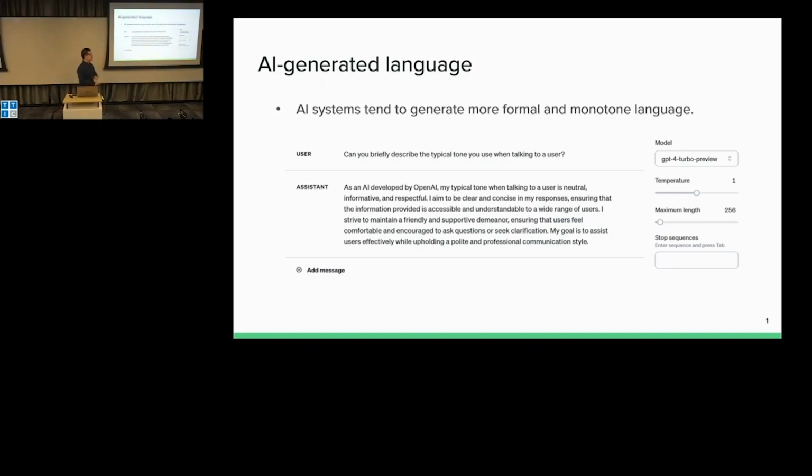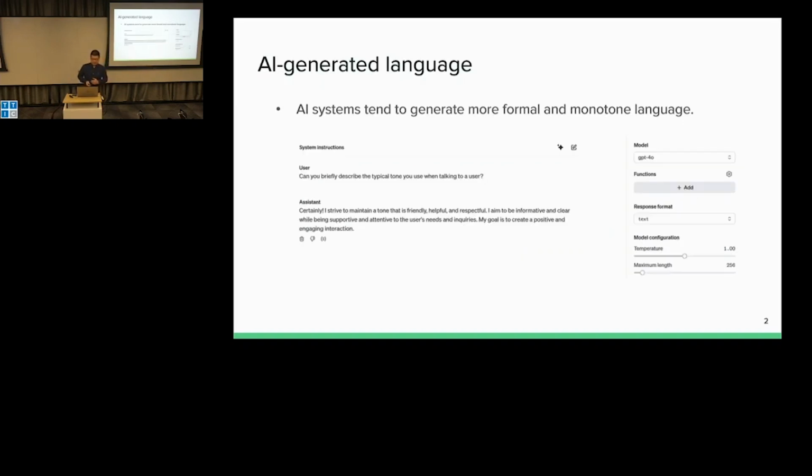If you ask a language model to describe its typical tone when talking to a user, you see this not so concise output that really takes a neutral tone. Many of you have probably already noticed, when shown a passage like this, you can answer pretty well whether it was generated by ChatGPT or not. Not surprisingly, humans are very good at differentiating between AI-generated language and human-generated language.